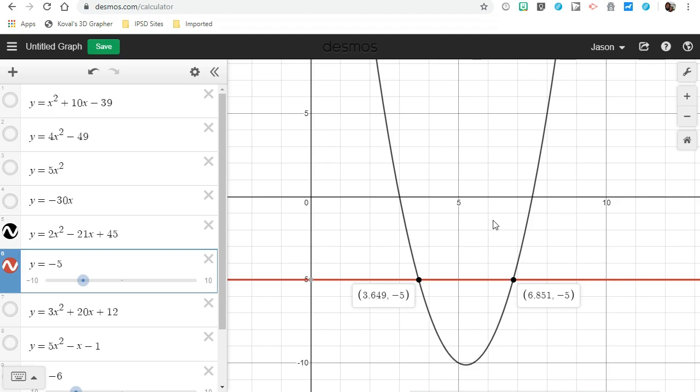If we look at 2x squared minus 21x plus 45 as the parabola and negative 5 as a line, we see that we have a couple intersection points. They're not rational, so that means that we can't find this by factoring, but they do have intersections.